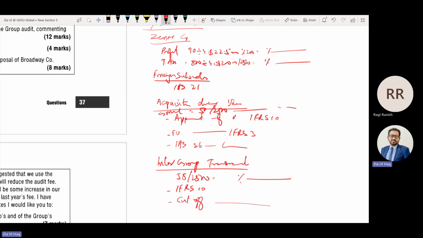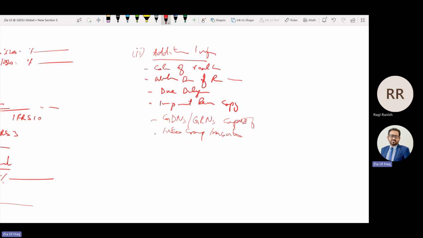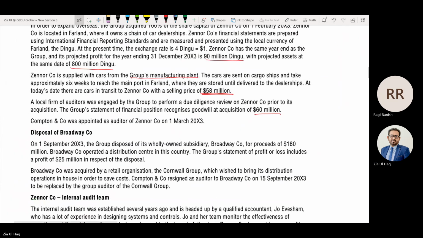The remaining points we have already discussed. So instead of the due diligence report, we can put one more document, a purchase contract copy, which will be able to identify the amount of investment, meaning the consideration paid. Compton and Company was appointed as auditor of Zanner Company on 1st March 2023. Before that they had acquired it, that's why relating to result apportionment we need to see. Disposal of Broadway Company.